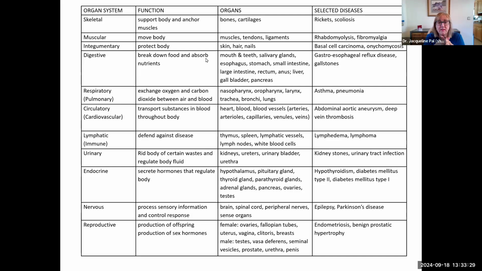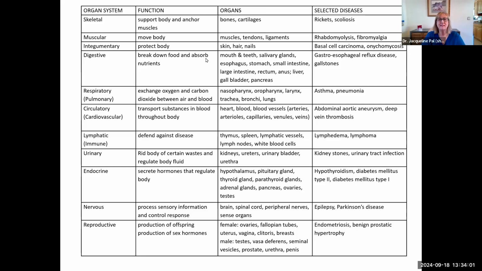And the reproductive system not only is production of offspring, but also sex hormones. And so in the female, this would include the ovaries, fallopian tubes, uterus, vagina, clitoris, and the breast. And in the men, even though they have breasts, they don't really have a function in the male. So for them, it would be the testes, the vas deferens, seminal vesicles, prostate, urethra, and the penis. And an example of disease in women would be endometriosis, and in men would be benign prostatic hypertrophy.